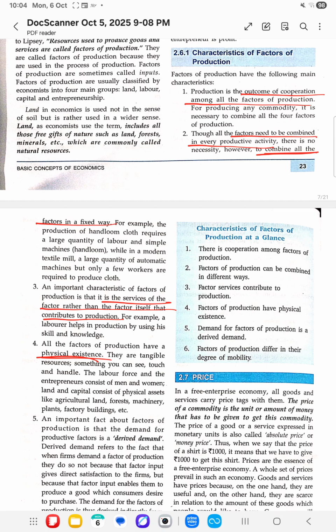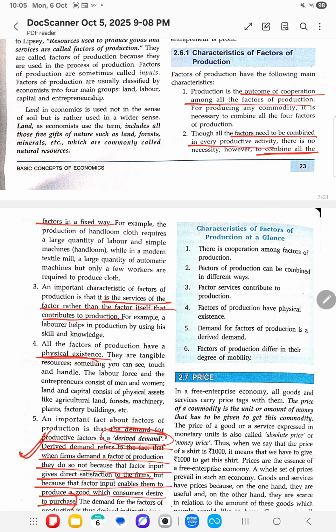Next, an important fact about factors of production is that the demand for productive factors is a derived demand. Now what do we mean by derived demand? This is the definition itself, if they ask you what derived demand is. It refers to the fact that when firms demand a factor of production, they do so not because that factor input gives direct satisfaction to the firms, but because the factor input enables them to produce a good which consumers desire to purchase.